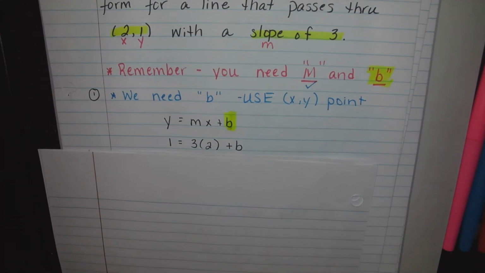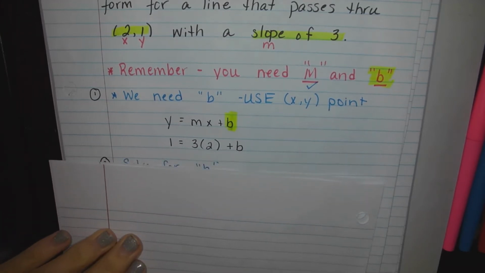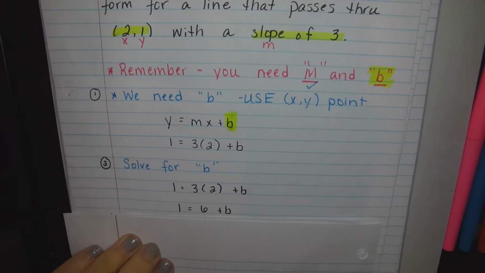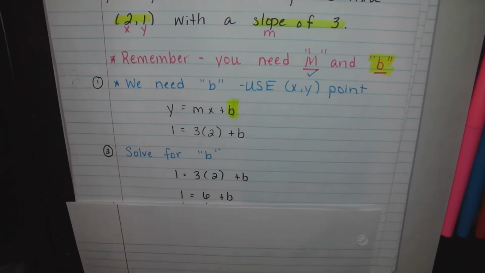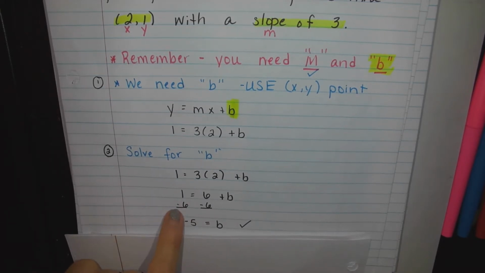And now you have a 1-step equation, well, sort of. 3 times 2. Right, so keep going. You need to now solve for b. And like you said, there is the work. And b is equal to -5. Subtract 6. 1 minus 6 is -5.